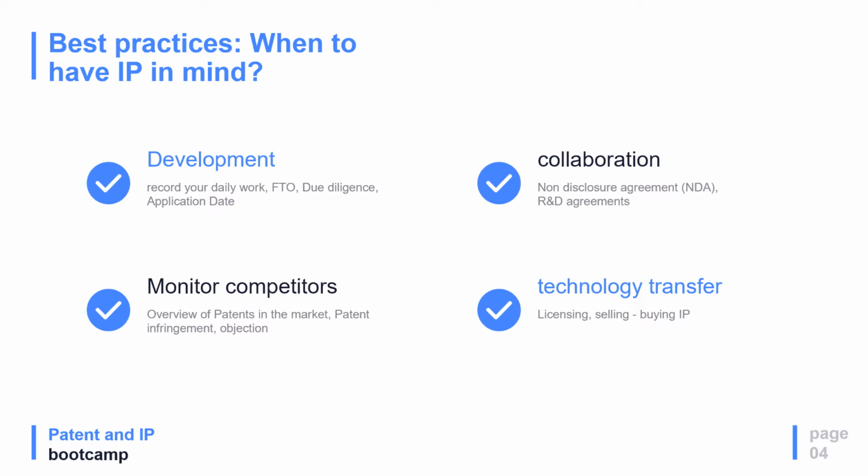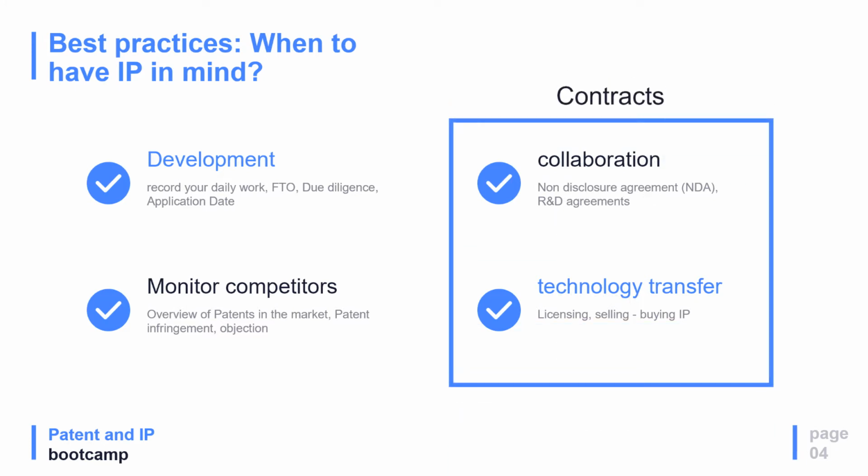Also important is to monitor your competitors. There you should have an overview of the patents in the market because of patent infringement, or if you need to do an objection against another patent. Really important, you should also have contracts in mind, and this is especially important when you collaborate with others. There you should think of non-disclosure agreements and also R&D agreements. If you transfer your technology to others, this might be licensing, selling or buying IP.